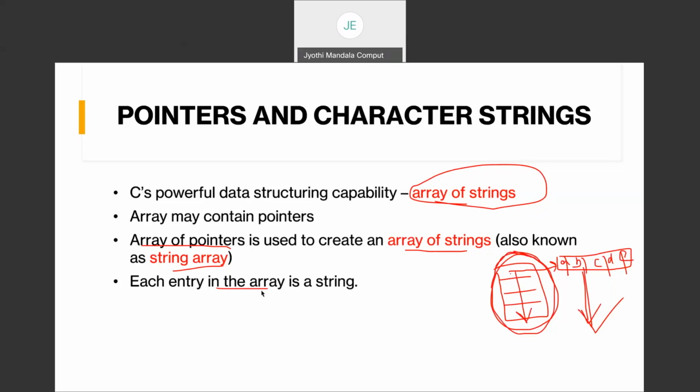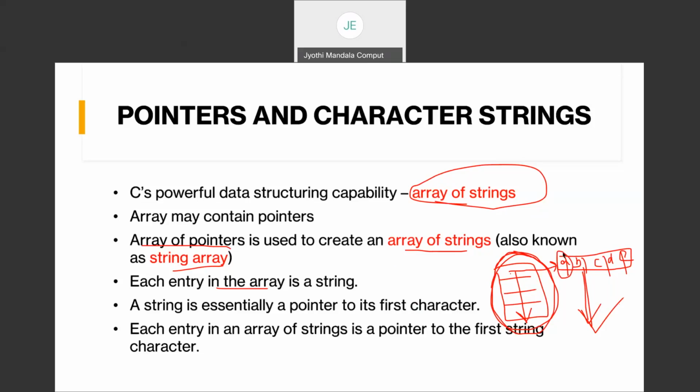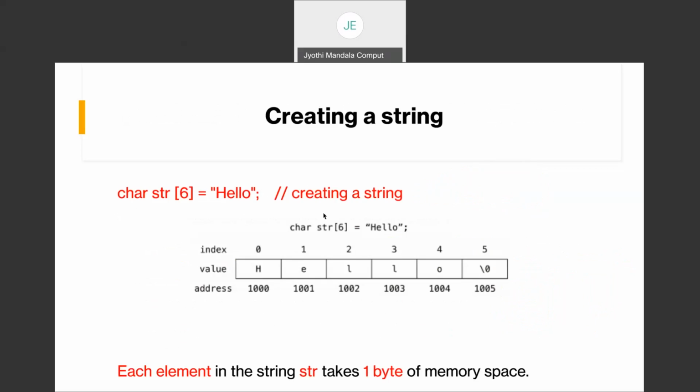Got it? So each entry in the array, whatever entry you have in this array, is pointing to one string. And it is normally pointing to the first character of your string. So how it will be done, I'll show you. Normally how we have been creating the string, we create the string using the character data type, and you use a string name, and you need to tell how many characters you want to store, and directly you can store your string. And if you write like this, what happens? Here we have 5 characters, and one more location is also allocated, which will be holding the \0.